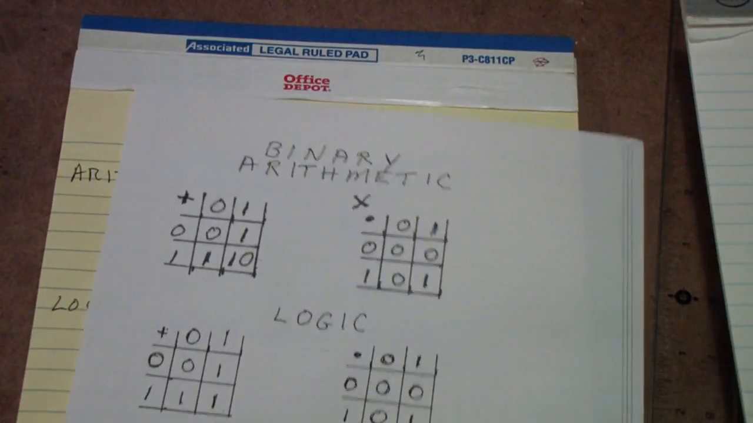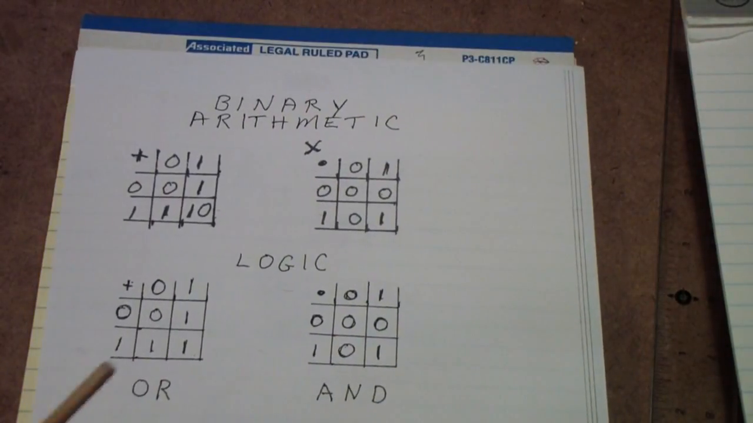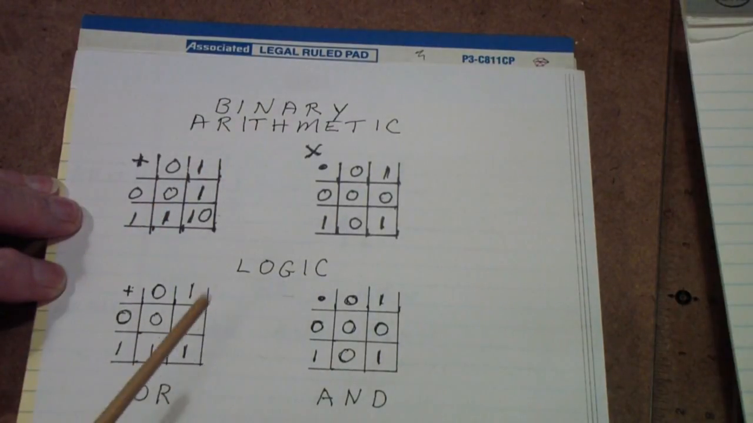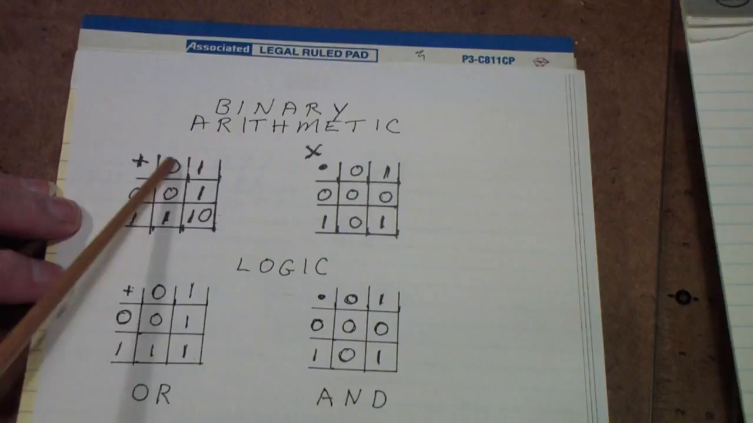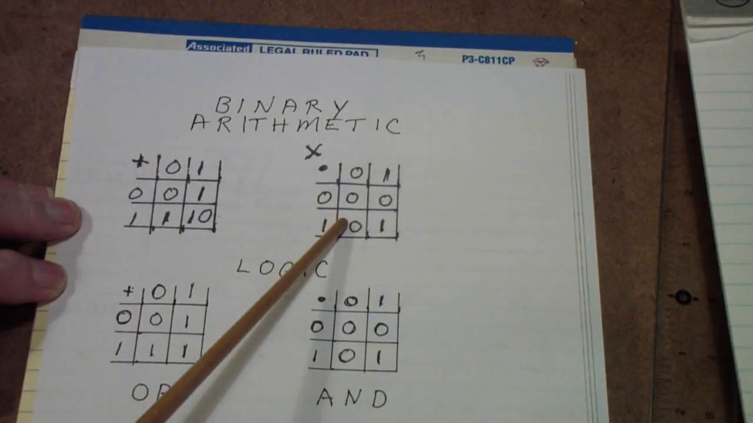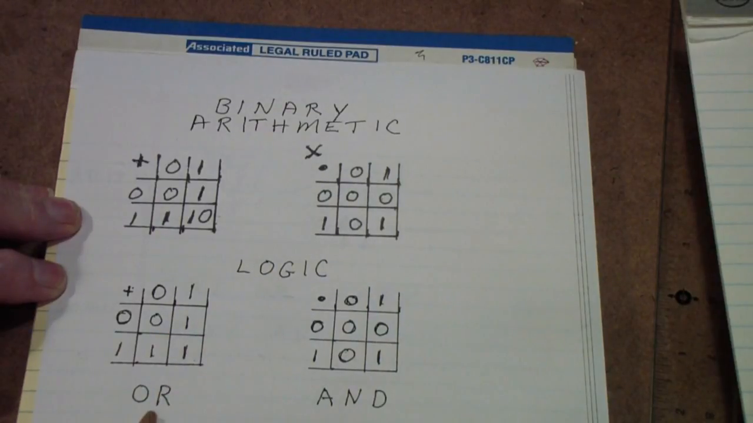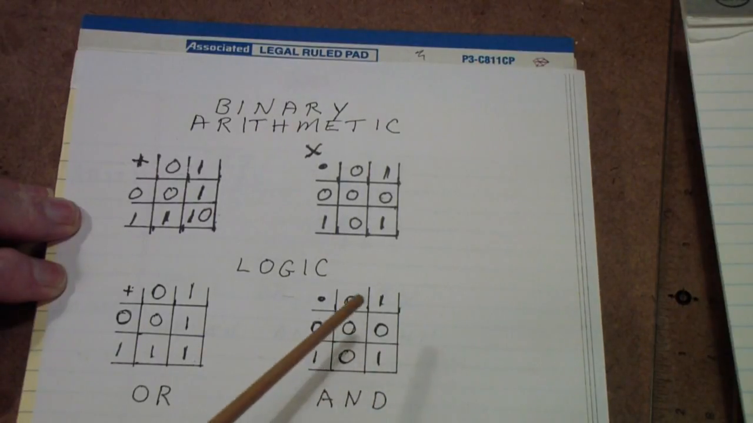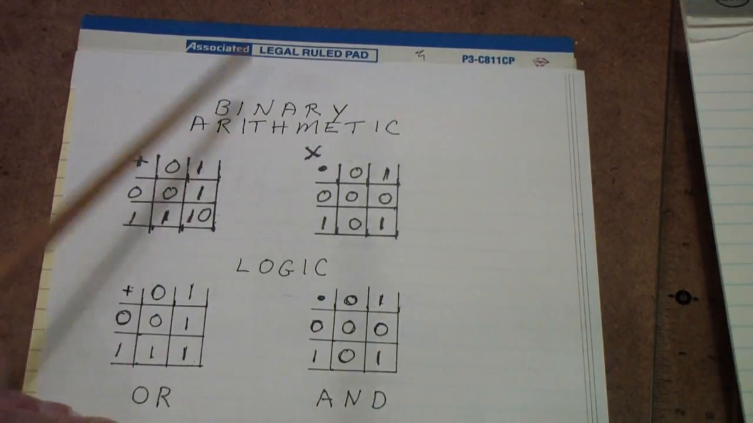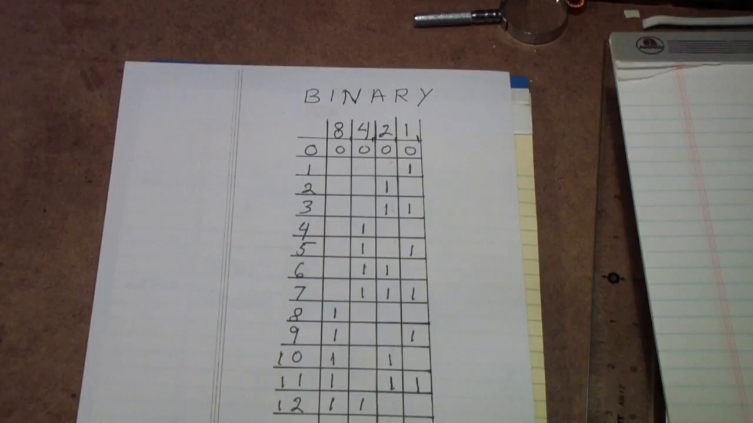We also developed some truth tables for binary arithmetic and binary logic. We said in binary arithmetic we have an addition table and a multiplication table. In binary logic we have an OR gate, or an OR operation. We also have an AND operation. We'll be talking about those a little bit more. Let's talk about binary arithmetic now.